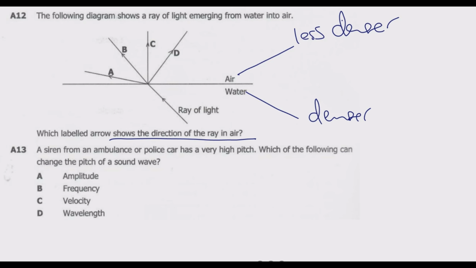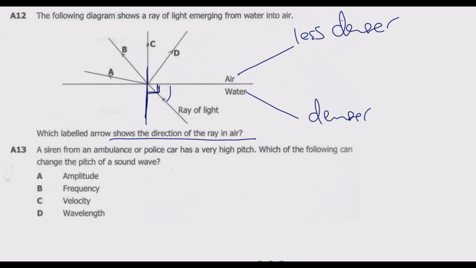So what we need to do is draw a perpendicular line at the boundary where the incident ray, this one, is striking the boundary. So this is the normal, then this is 90 degrees. Now among these, which one is showing the bending away from the normal?